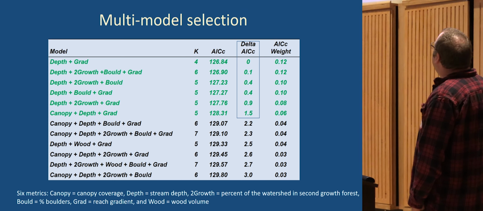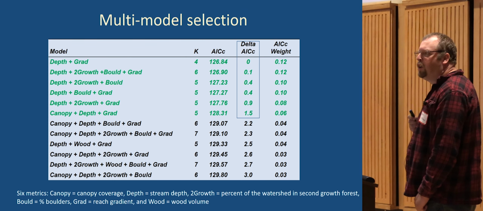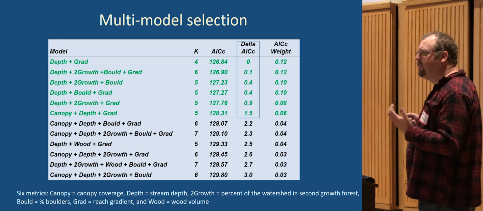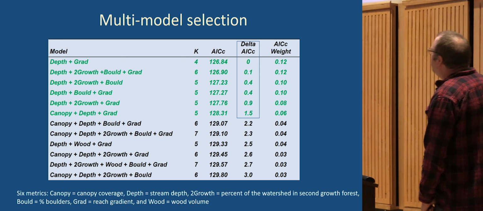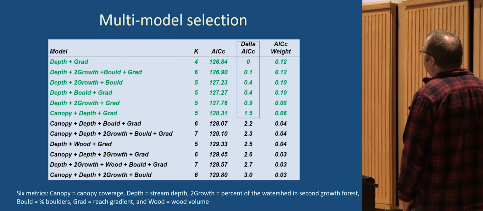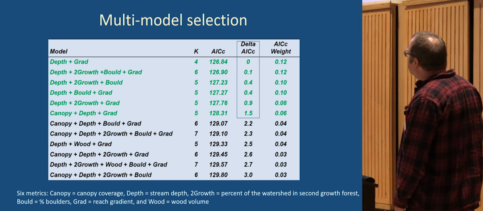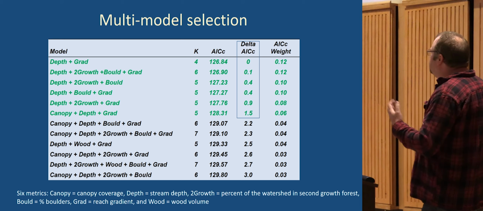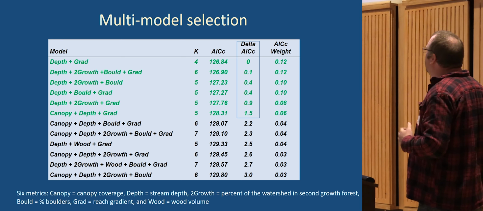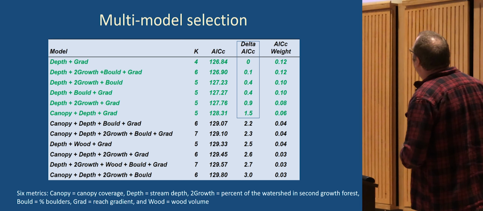Now we're going to do our model selection technique. I couldn't use all of the metrics within our model because we only have about 60 watersheds here. So I limited our analysis to about 6 important metrics, looking at canopy coverage, stream depth, percent second growth, percent boulders, gradient, and wood. With this approach, I built a bunch of different models using a combination of all these different metrics, and then we ranked them based on their AIC score.